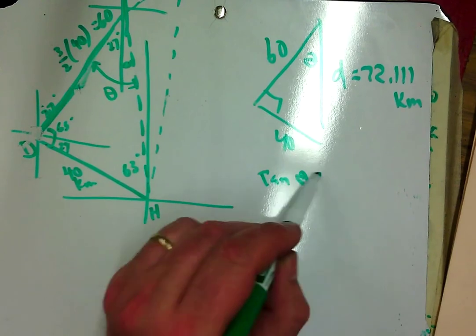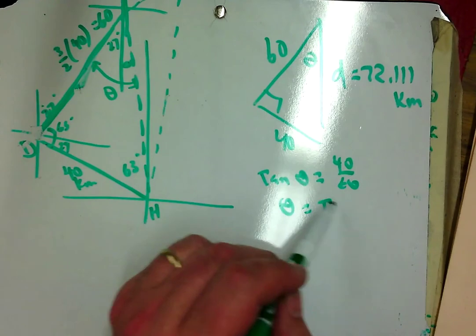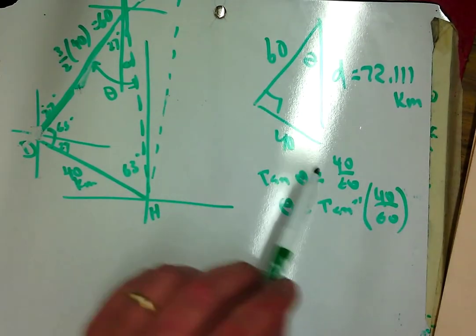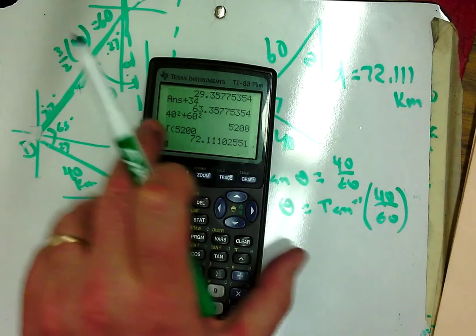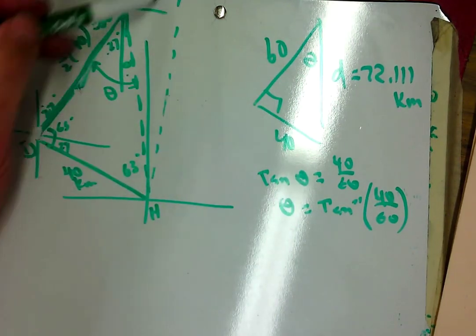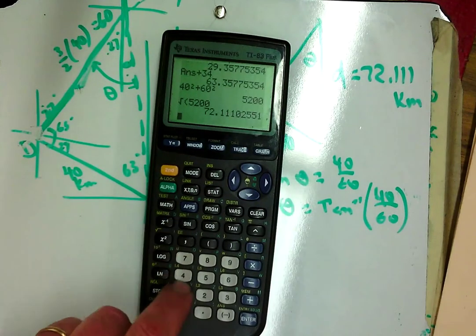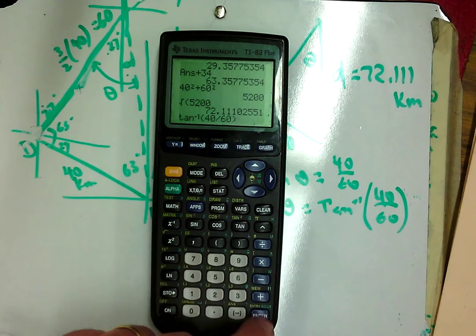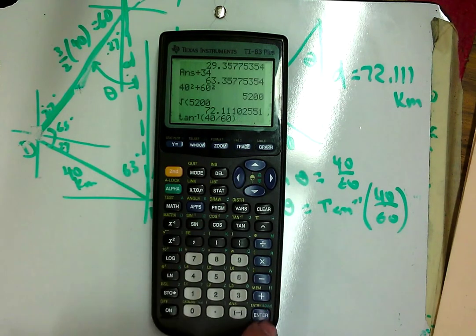If I do tangent theta equals 40 over 60, so theta equals tangent inverse 40 over 60, I'll get theta. And then if I subtract 27, I'll get d. Now, if d turns out to be negative, I've drawn the picture wrong, and it's really this other picture that we need to do. Okay, let's see what happens. We get inverse tangent, 40 divided by 60. Hey, what's my mode? Gotta be degrees. Don't forget to change that.